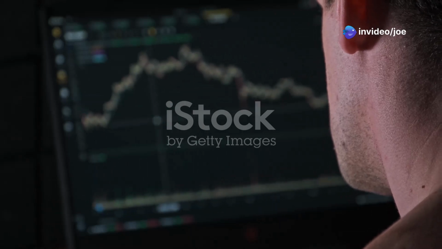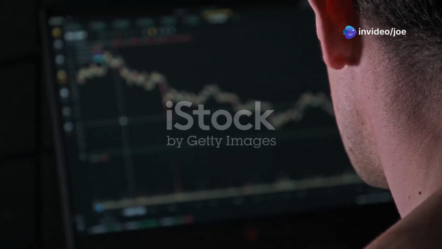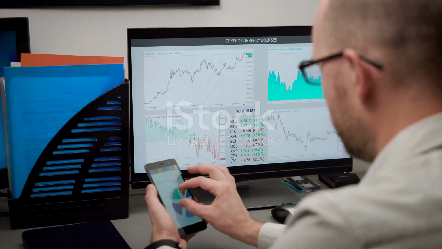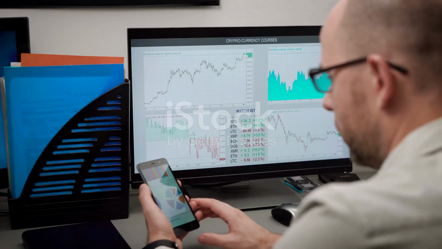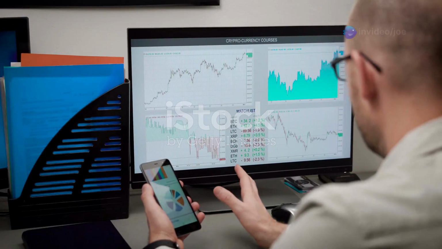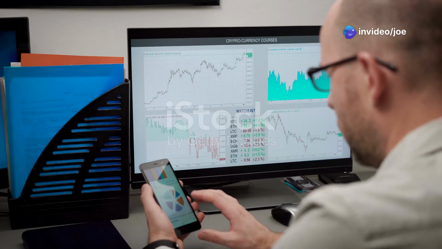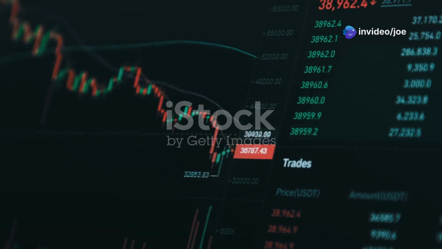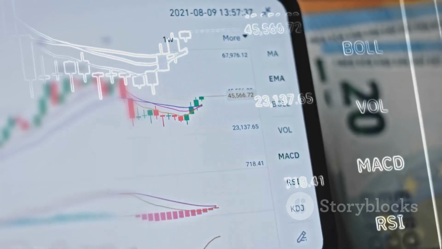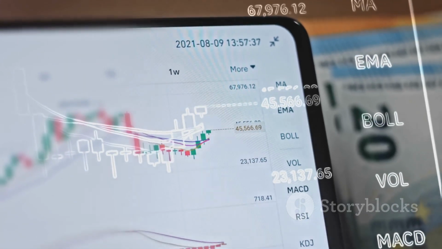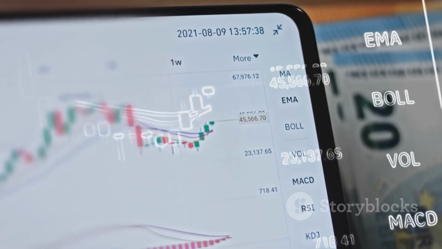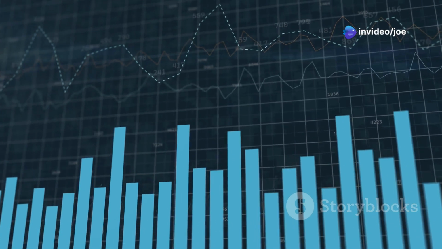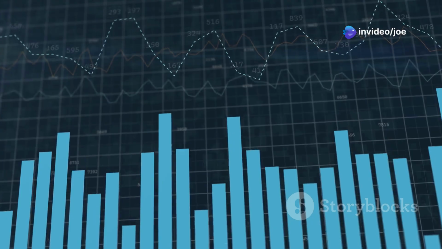Next up, we're diving into the MACD, or Moving Average Convergence Divergence. This versatile indicator is like a Swiss Army knife for traders, providing insights into the strength, direction, momentum, and duration of a trend. The MACD is made up of two lines, the MACD line itself, which is the difference between two exponential moving averages, and a signal line, which is a moving average of the MACD line. It's like having a conversation between two moving averages, giving you a deeper understanding of what's going on.